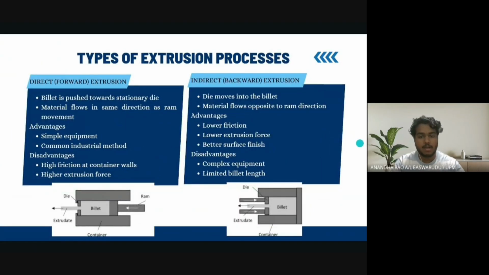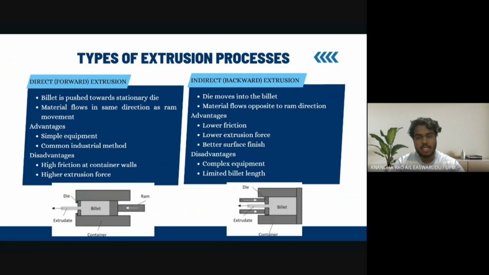Next, let's see about types of extrusion process. In direct extrusion, also known as forward extrusion, the billet is pushed forward through a stationary die. The material flows in the same direction as the ram movement. This method is widely used because the equipment is simple and economical. However, friction between the billet and container walls is high, which increases the extrusion force needed.